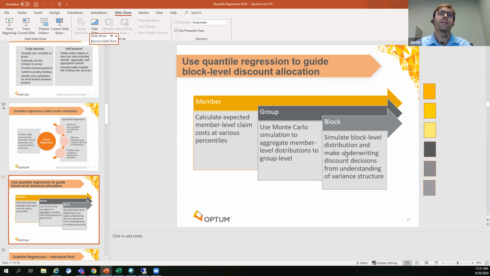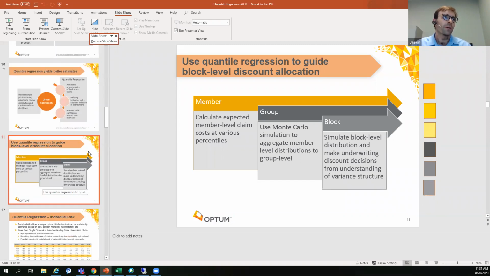And then, of course, you can further simulate from groups up to the block level to say, okay, here's my block level distribution of claims, and here's the variability of that block. Now, how does each group compare to that? This group is on the more variable side. This group is on the less variable side. You can stratify in terms of how certain you are of your predictions of each group within a block in order to help your underwriters understand the risk that each group is bringing to that block, and therefore how much you want to do in terms of discounting.